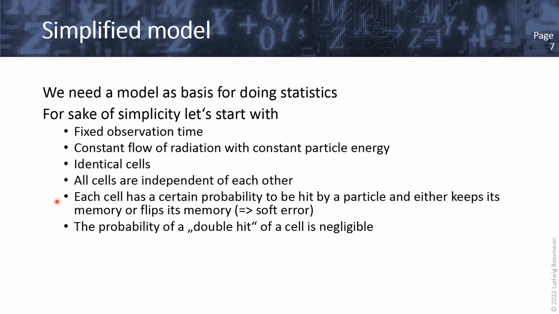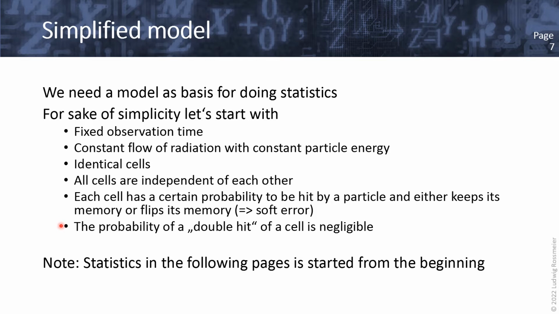In addition, I assumed that the probability of a double hit of a cell is negligible. Note that the statistics in the following pages is started from the beginning. That means I try to explain each step one after the other. If something looks too complicated or you do not have the basic knowledge for this, then you can look up certain things on the web, where there are longer explanations than I can provide.